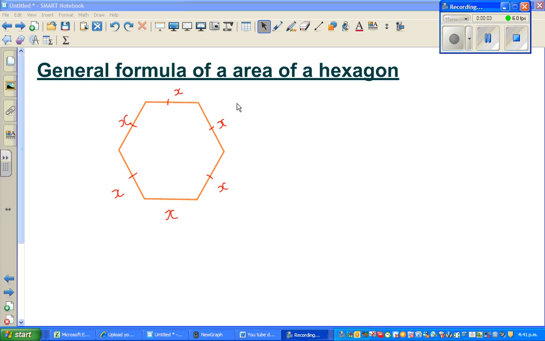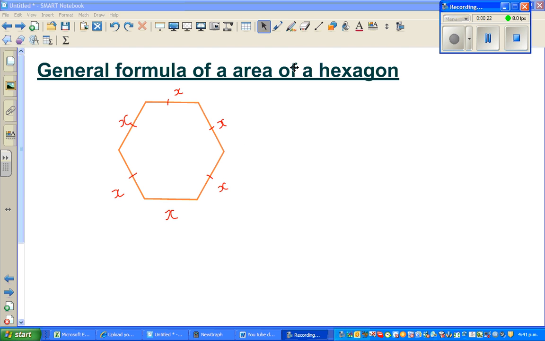In this video, I'm going to prove the general formula for finding the area of a hexagon. In the previous video, I took a particular case where each side was 5 centimeters. Here, if you want to make a general formula, how would you do that?